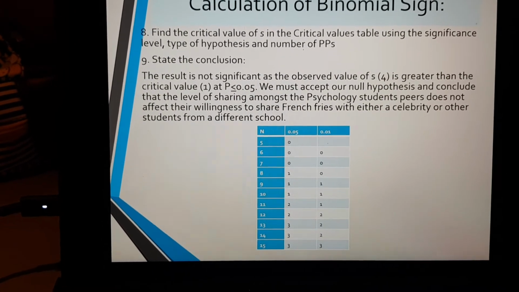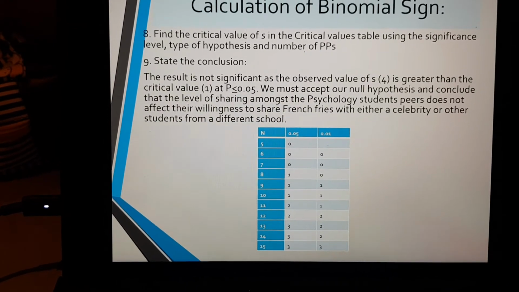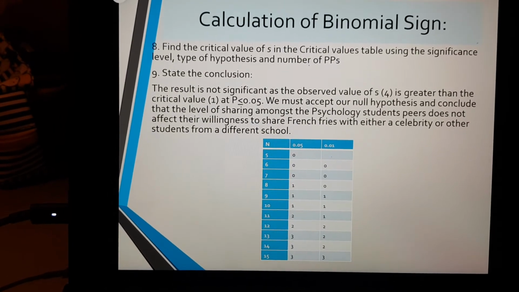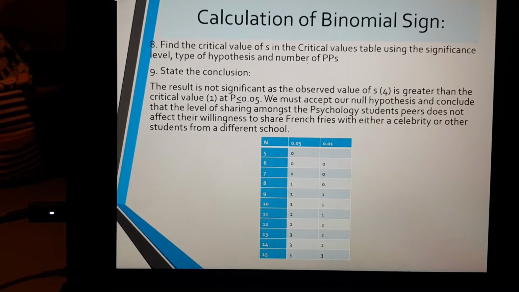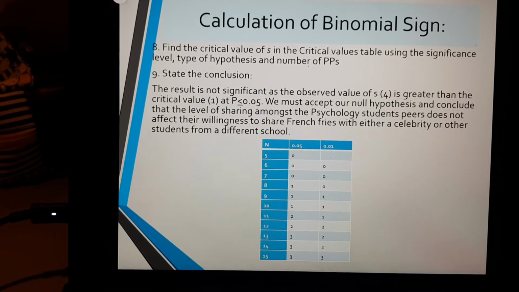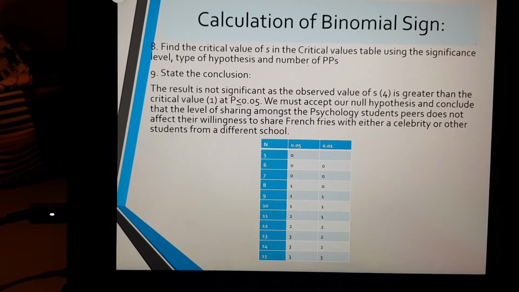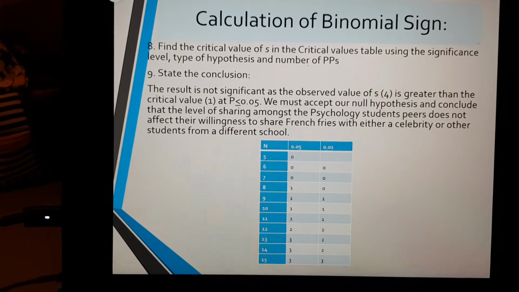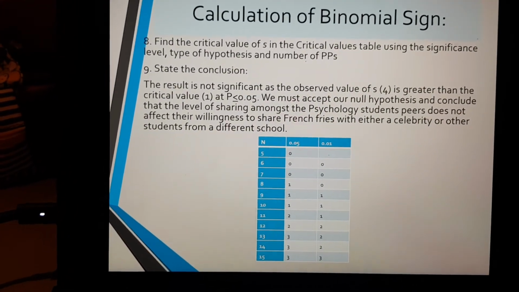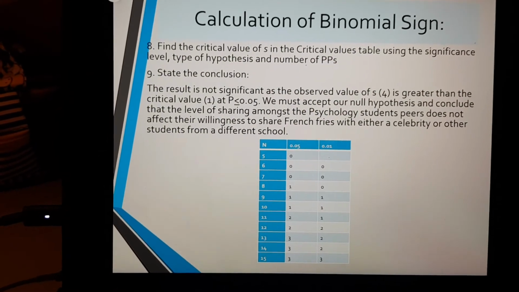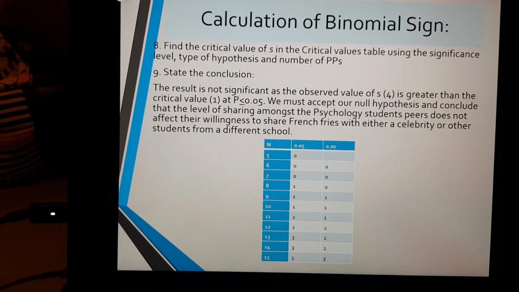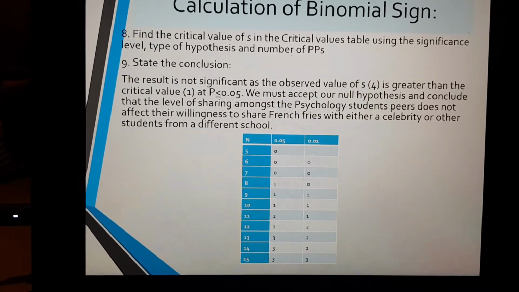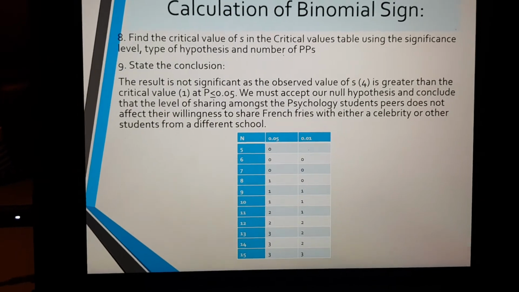So you just need to state that. So we're saying that the result is not significant because our observed value of binomial sign is 4, and that's greater than the critical value of 1 at p is equal to or less than 0.05. So we retain or accept our null hypothesis, and then we conclude in relation to what we said in context. So we're saying that sharing your French fries really doesn't matter if you're a celebrity or a student from another school. And that's it, okay?